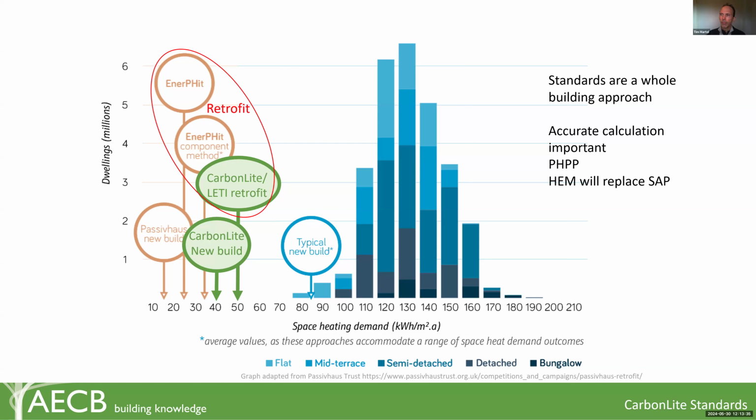We've got EnerPHit, that's 25 kilowatt hours per meter squared per annum. EnerPHit component method, it's not defined as such, not a hard limit as such, but practically speaking, it ends up around about 35, say. And the CarbonLite standard, we're at 50 in that little family of retrofit. Passivhaus new build, then that's 15 kilowatt hours per meter squared per annum. CarbonLite new build is 40, and then typical new build allowing for a performance gap is around about 80 or 90.